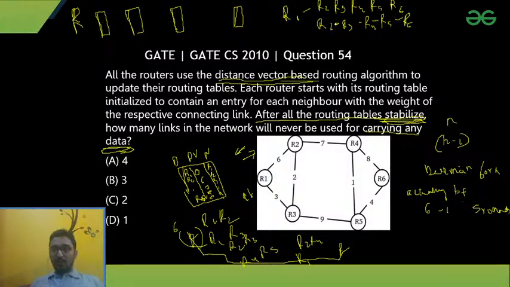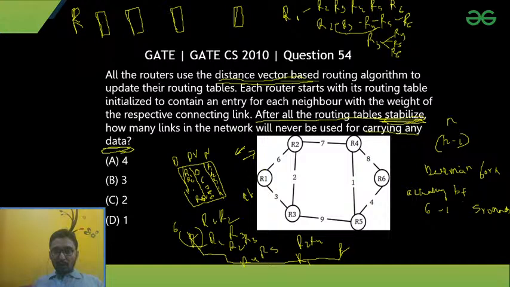From R2, these distances are enough. Similarly for R3, just check for R4, R5 and R6. And similarly for R5. So you just need to check the minimum distances to the next nodes. You can try to find them by your intuition, and you can see which links are never used. I had already solved this question, but I can try to solve it again. Like from R1, what will be the distances and edges used?